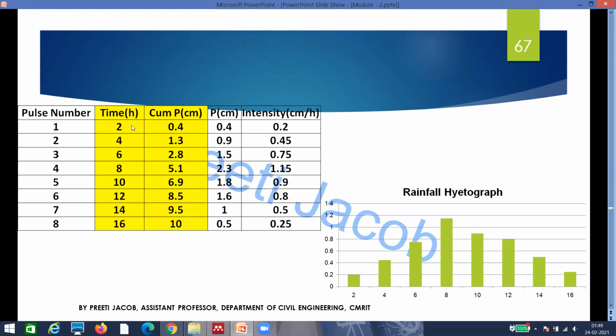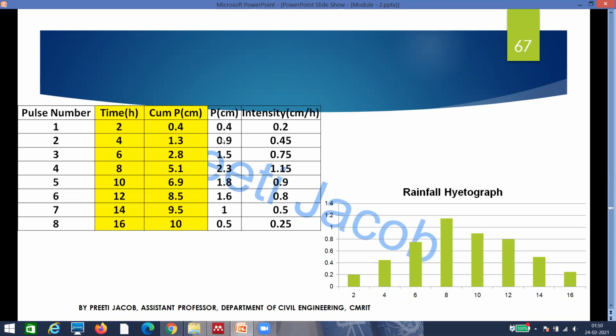Okay, so we have the time for every 2 hours. The cumulative rainfall was given. We can give a pulse number to all. Your pulse number is something like your serial number for reference. So I've given 1 to 8. From cumulative, I'm calculating the rainfall, just the rainfall during that time. So all I have to do is, my first value remains as such, 0.4.